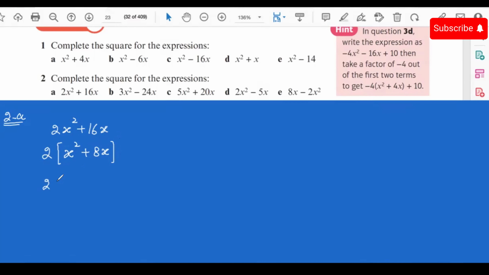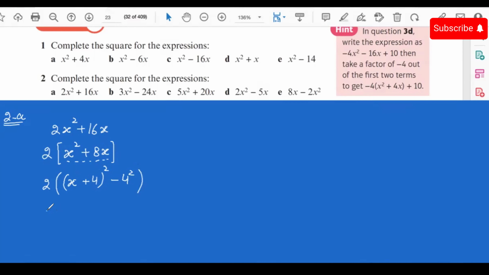Now we can write it as this 2 here, and then inside the brackets we have two terms, x square plus 8x, and now we will do exactly the same as we did for x square minus 16x. That also actually was x minus 8 square. Now, x square plus 8x means x plus 4 square minus 4 square.